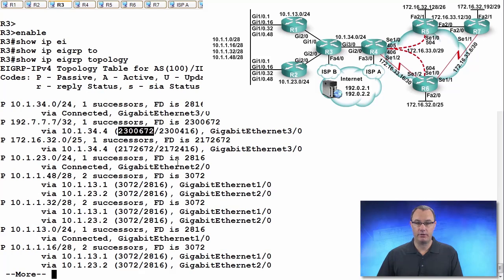That's called the feasible distance. The first value in the parenthetical, that's called the feasible distance. The second value, that's the reported distance, which should never be as big as the feasible distance. We also have this thing called a successor. The successor is the best route to get there. And if we're doing equal load balancing, we'll have two successors.